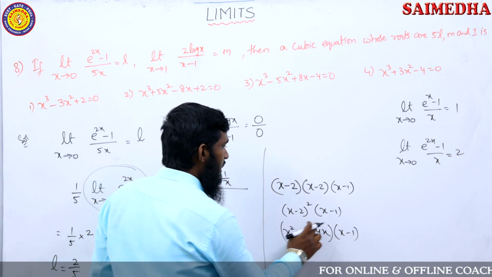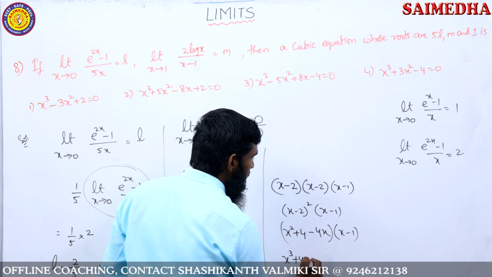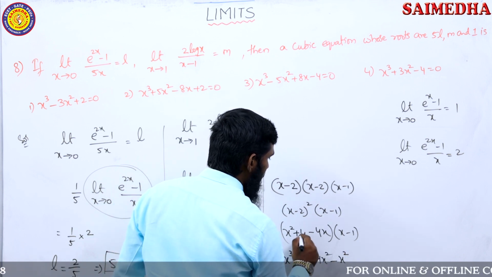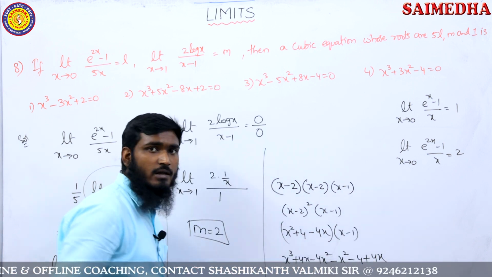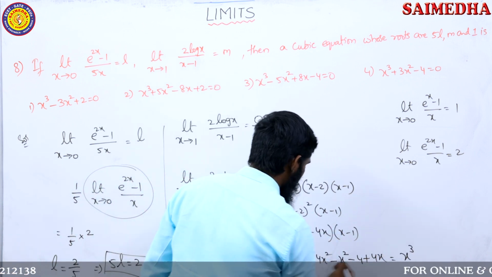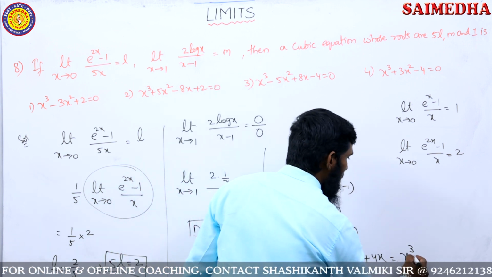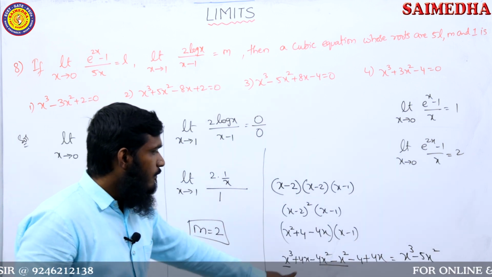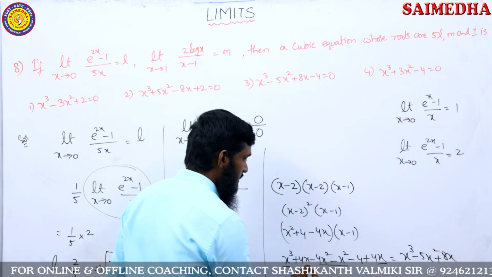Now let us multiply this part. x square into x means x cube. Then plus 4x minus 4x square. Now next, minus x square, then plus into minus, minus 4, minus into minus, plus 4x. Okay. Now x cube we have, so this part is completed. Now x square minus 4x square minus x square means minus 5x square, so this part is completed. Now 4x plus 4x means it will be 8x, this part is completed.